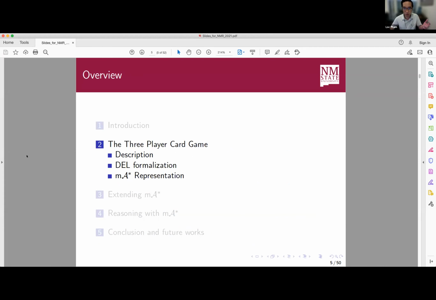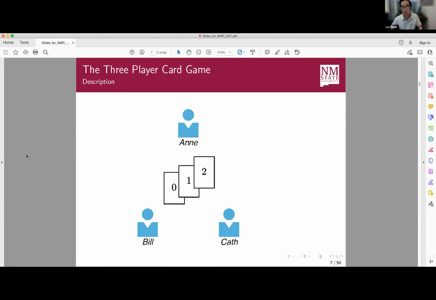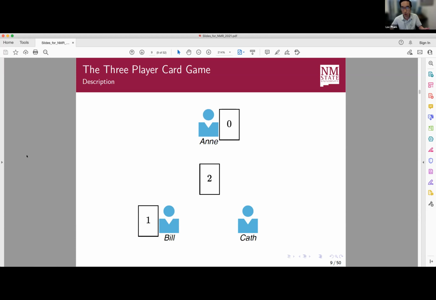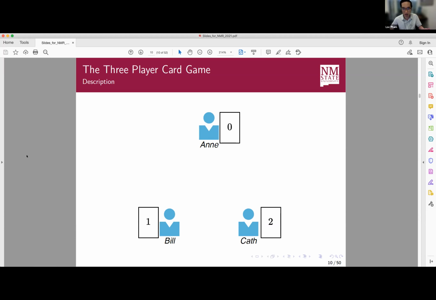So what is the three-player card game? We're using it as a running example for this paper. The description is as follows. There are 3 agents in the room, Anne, Bill, and Kat. There are 3 cards on the table with the values 0, 1, and 2. The cards are face down, so nobody knows which card is which. Then Anne picks the first card and it turns out her card is 0. Then Bill picks up the second card and his card is 1. And Kat draws the last card and her card is 2. At this point, each agent knows only their own card but not the others.